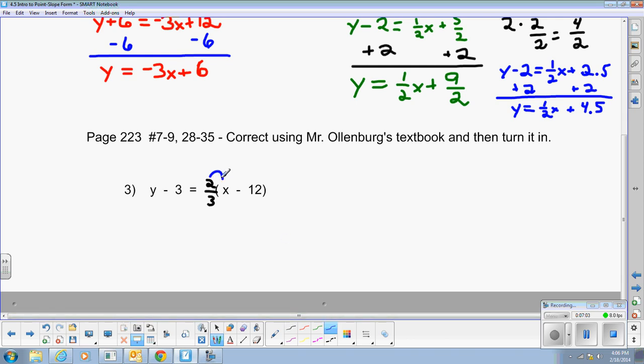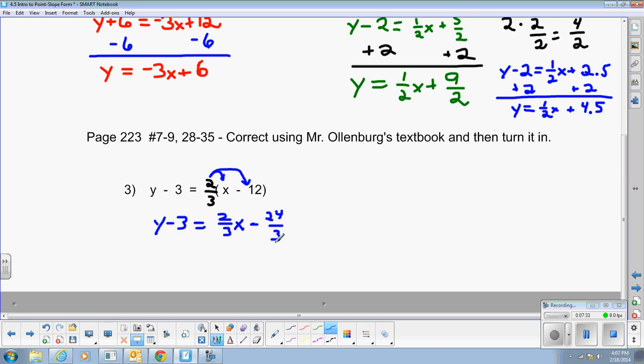So we start by distributing. I will write down y minus 3 on the left side of the equation. I am not working with that. Equals 2/3 times x. I'll write 2/3 and x. And I do my numerator of 2 times 12. So 2 times 12 is 24. So I have minus 24 over 3. What is 24 over 3?